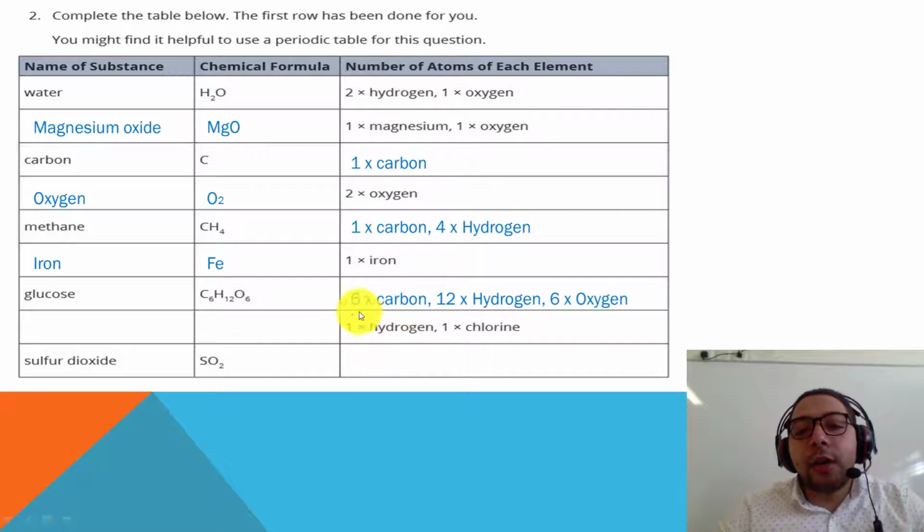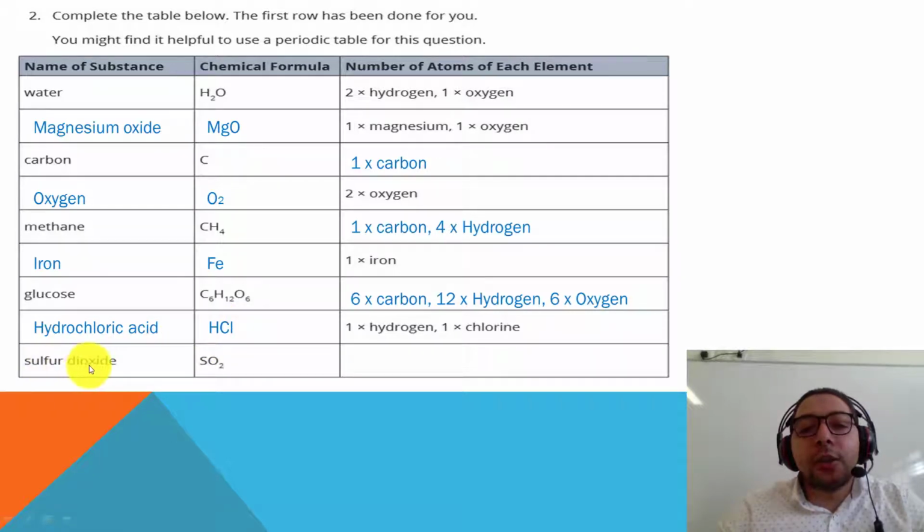Over here we have 1 hydrogen and we have 1 chlorine. So the substance is going to be hydrochloric acid. The hydrochloric acid is going to be written as HCl. 1 hydrogen, so nothing is going to be written next to it. 1 chlorine, so nothing is going to be written next to it.